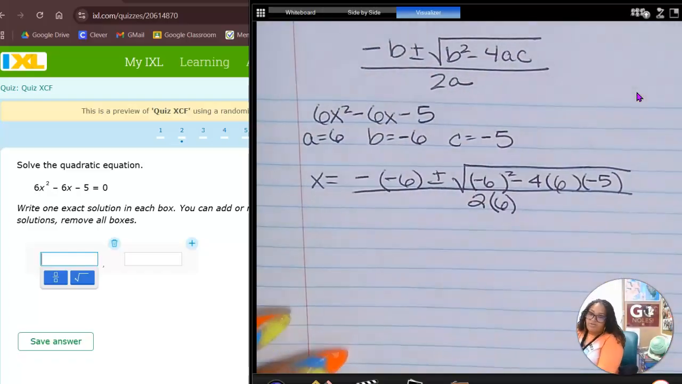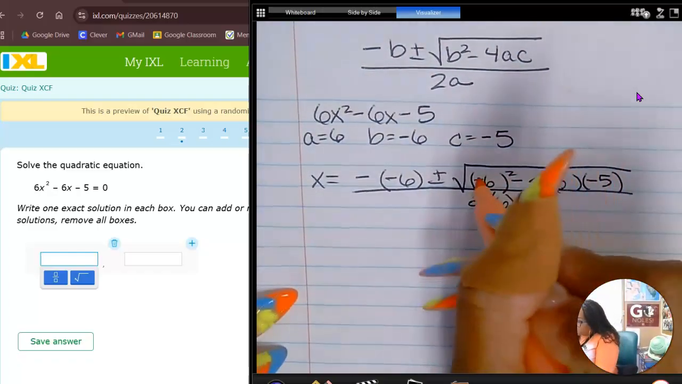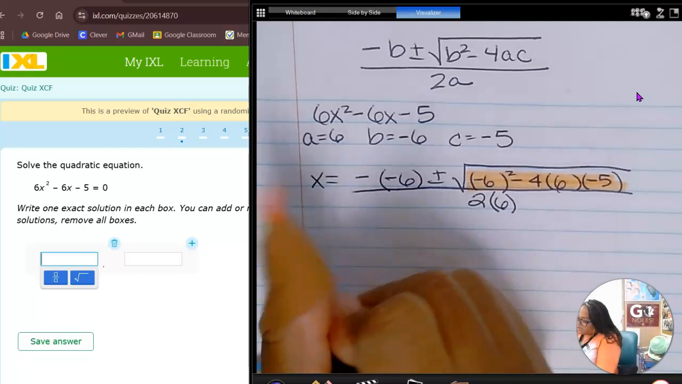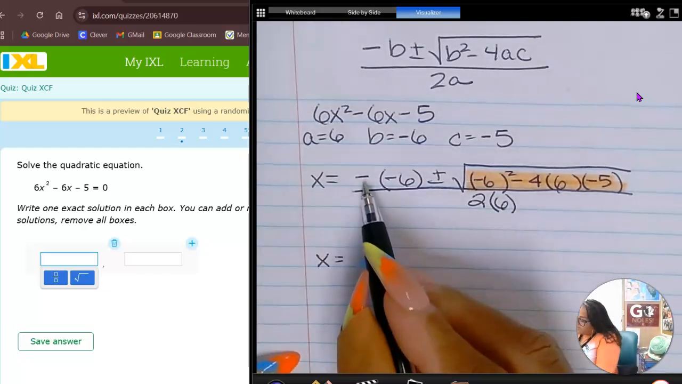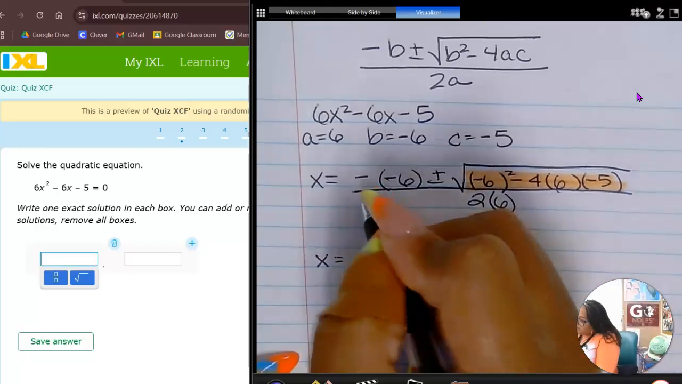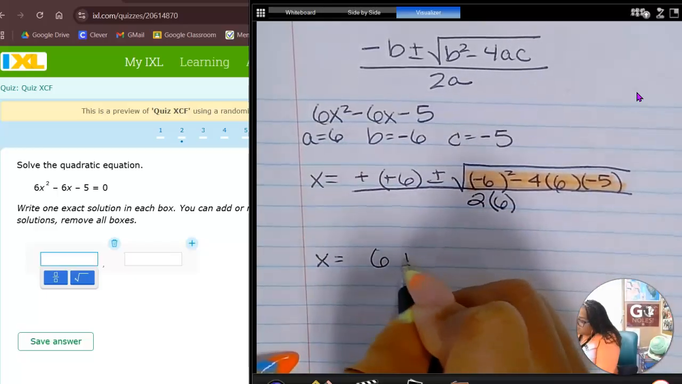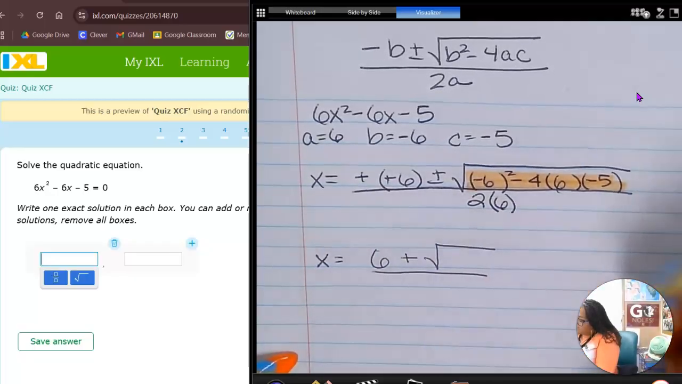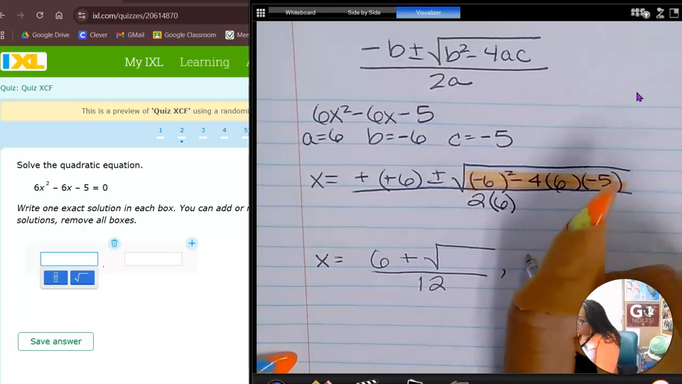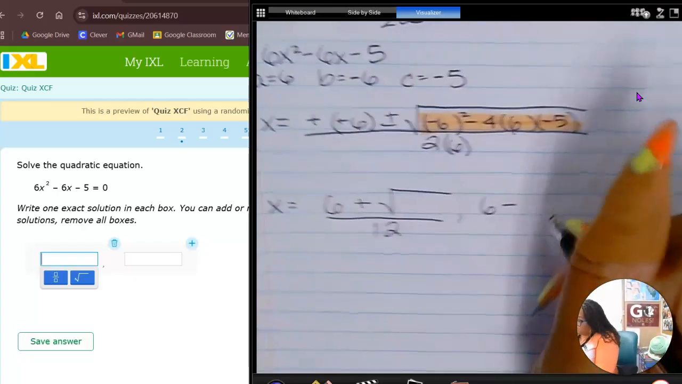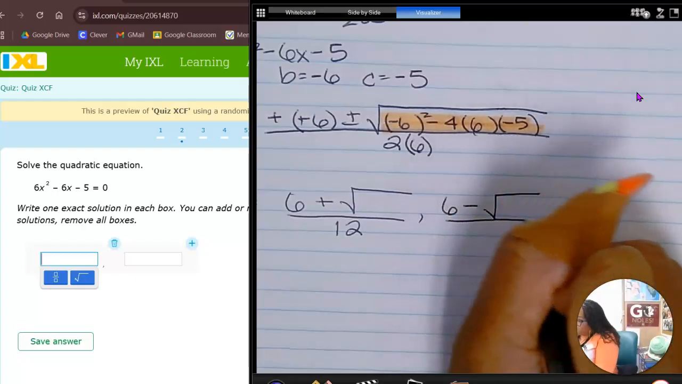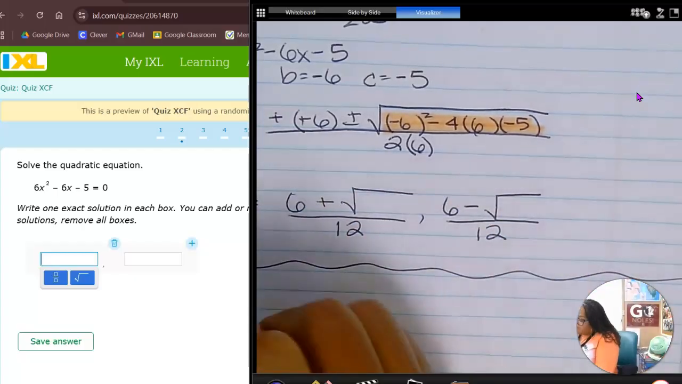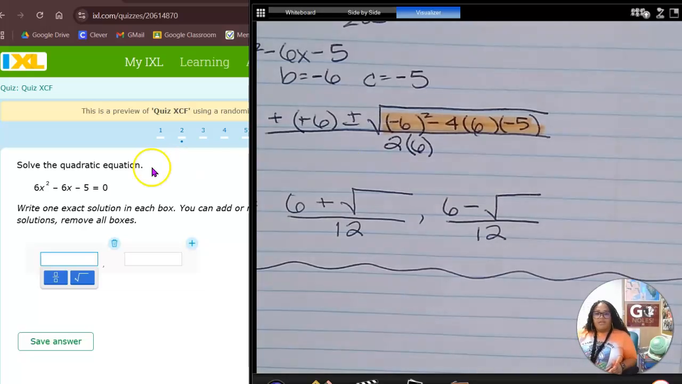This goes into Desmos. -6 squared minus whatever. And then for your answer, you're going to have x equals, what's the opposite of a negative? Positive. So 6 plus square root of whatever. And then what's 2 times 6? 12. And then 6 minus square root of whatever, all divided by whom? 12. Fill in the blanks later once you calculate.